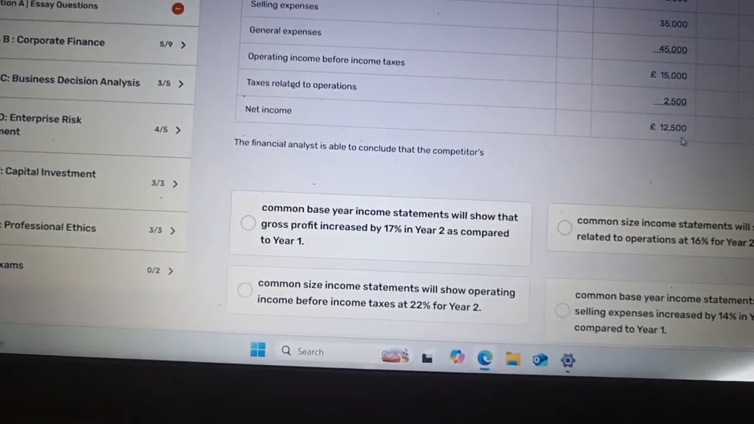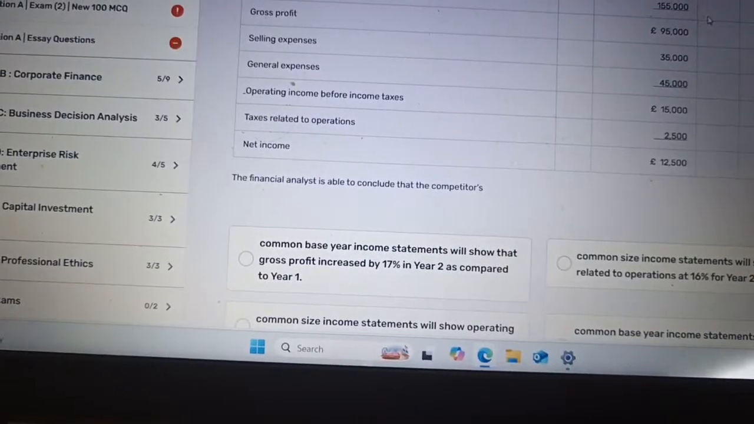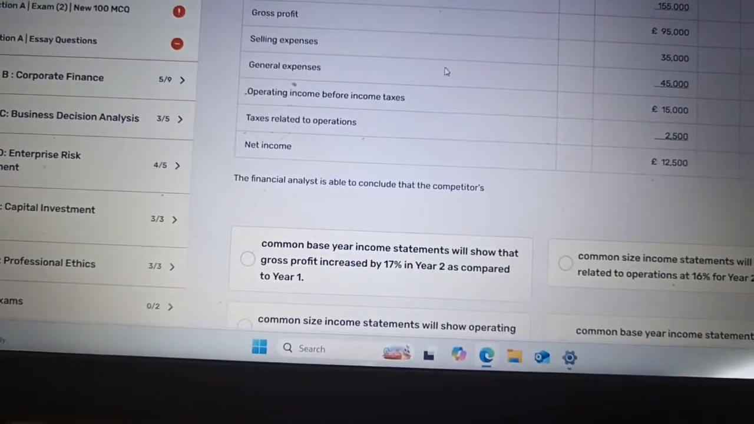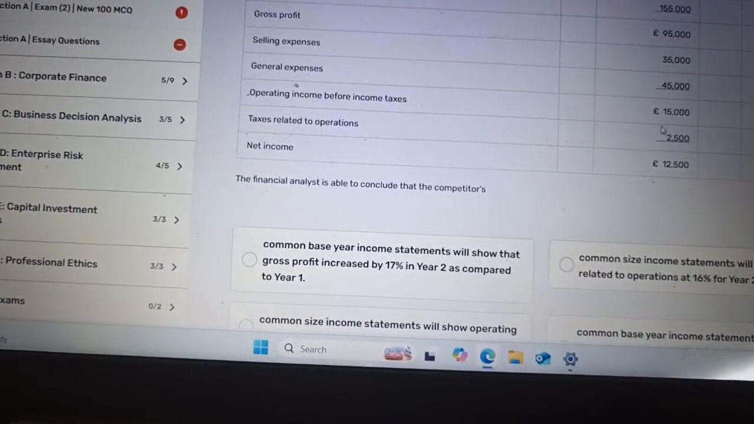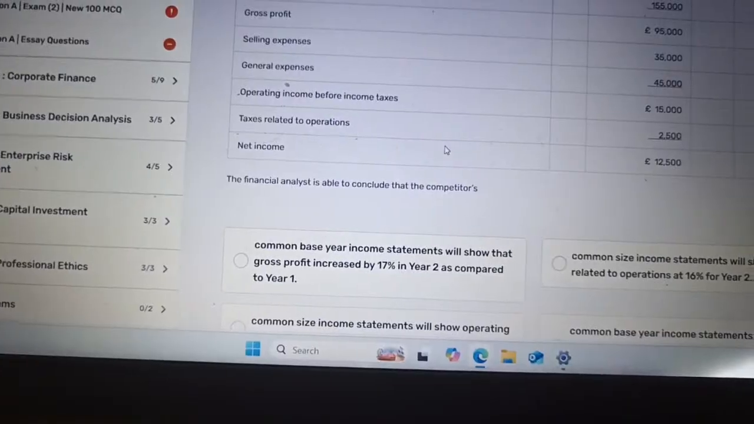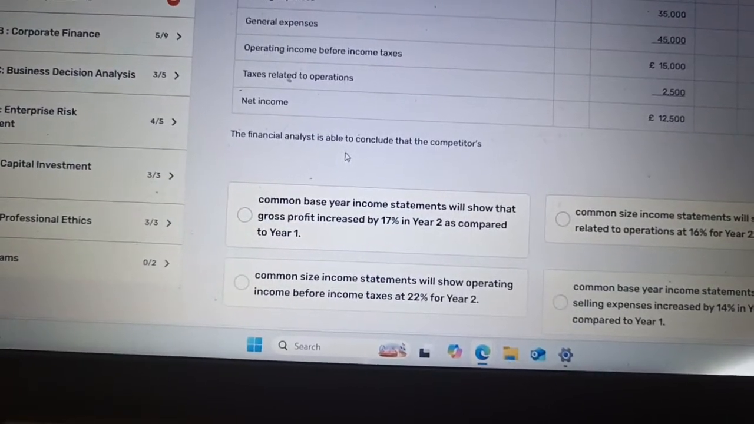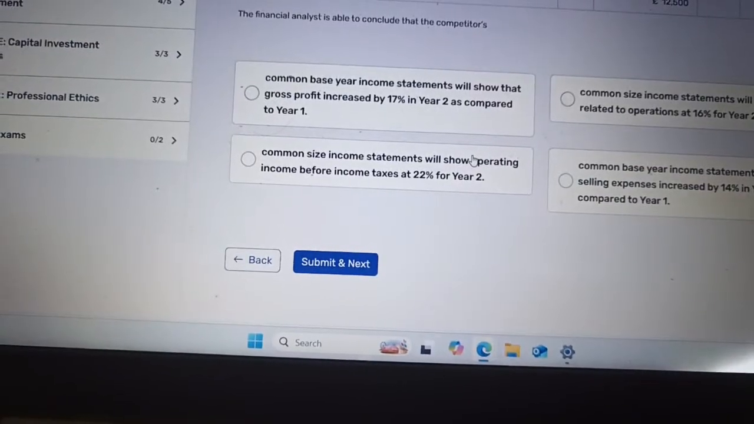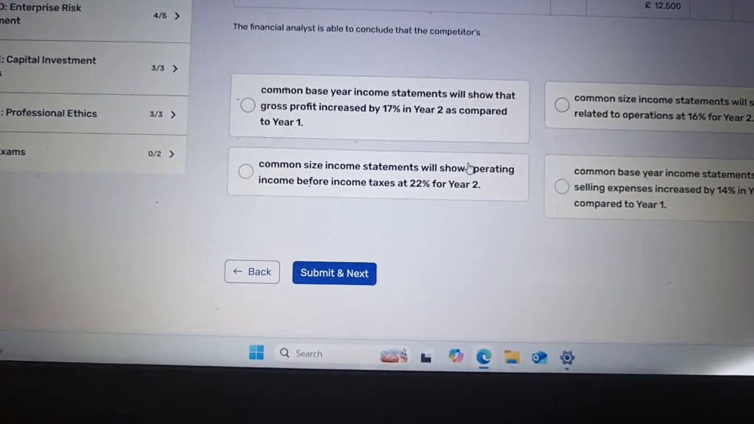What can I say? This income has increased from year one to year two. Sales has increased, cost of goods sold has increased, gross profit has increased, selling expenses has increased, general expenses has increased, operating income before income tax has increased, tax related to operations has increased. Everything has increased, right? Now the financial analyst is able to conclude that the competitor's common base income statement will show that gross profit increased by 70% in year 2 as compared to year 1.